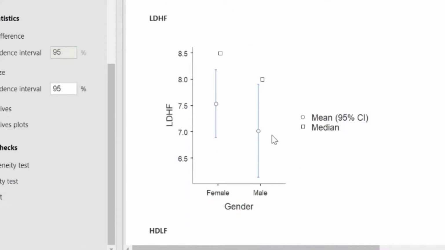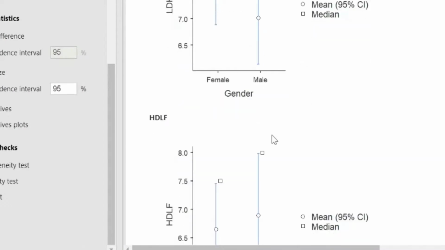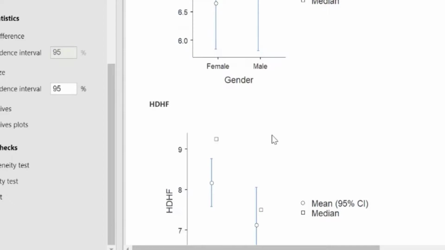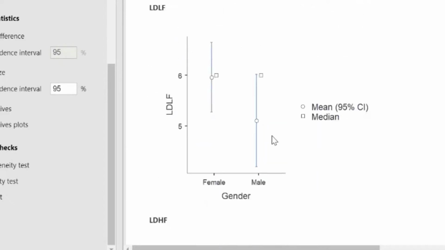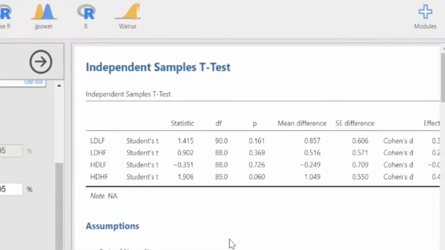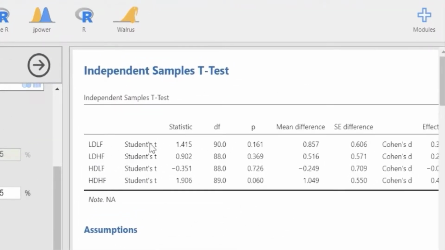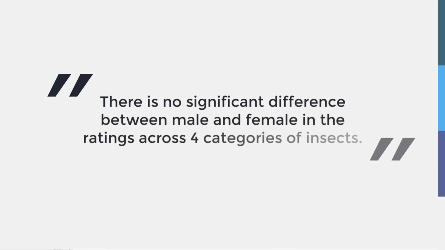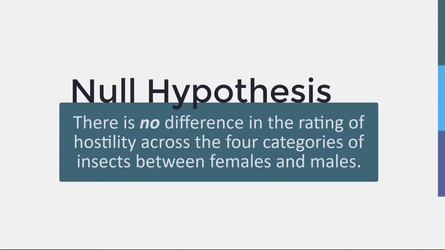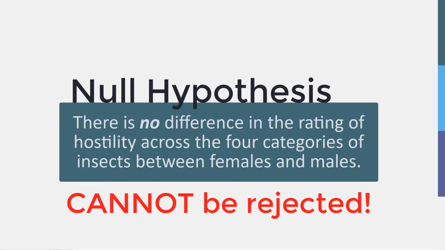The same for LDHF, HDLF, as well as HDHF. Let's return to the results table at the top. The parametric Student's t-test with p more than 0.05 suggests that there is no significant difference between male and female on the ratings across the 4 categories of insect. And that means that we cannot reject the null hypothesis.